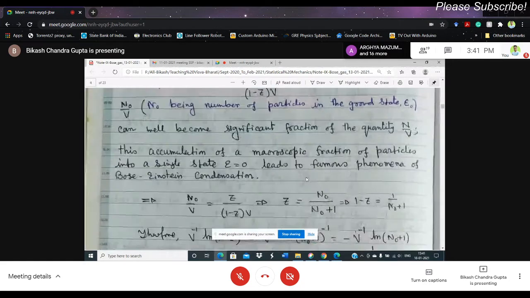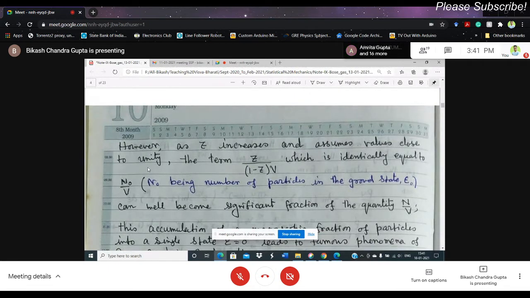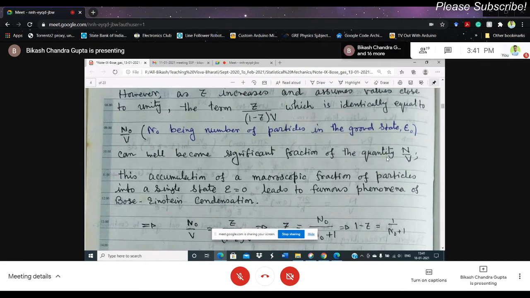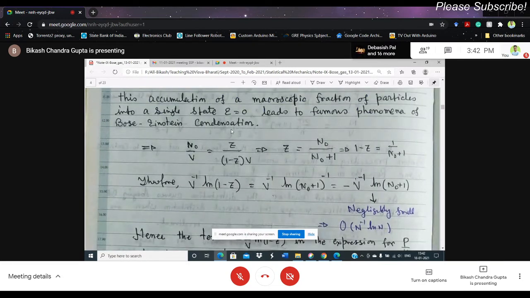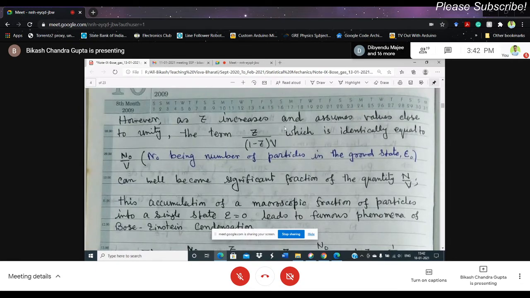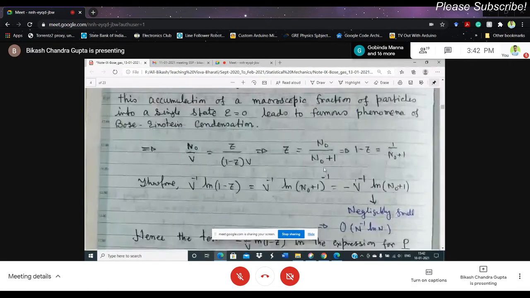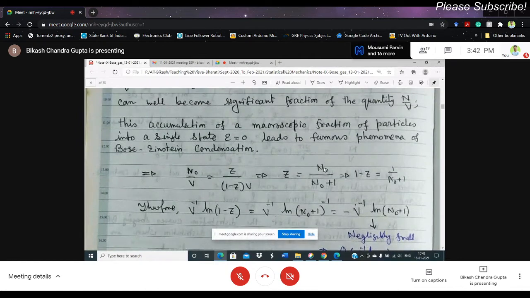So you see that as z increases and approaches a value close to unity, the term z by (1 minus z) V, which is identically equal to N0 by V, is of course a significant number, right? A significant fraction of the quantity N by V. This accumulation of a macroscopic fraction of particles into a single state, basically the ground state, leads to the famous phenomenon of Bose-Einstein condensation. So this gives you an idea about Bose-Einstein condensation: from the expression, when z tends to 1, there is a substantial number of particles in the ground state. That is basically a signature of Bose-Einstein condensation.